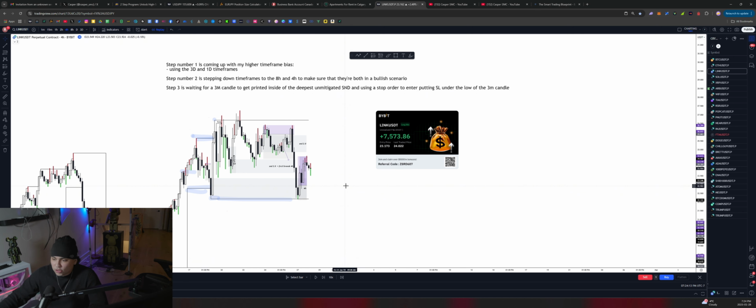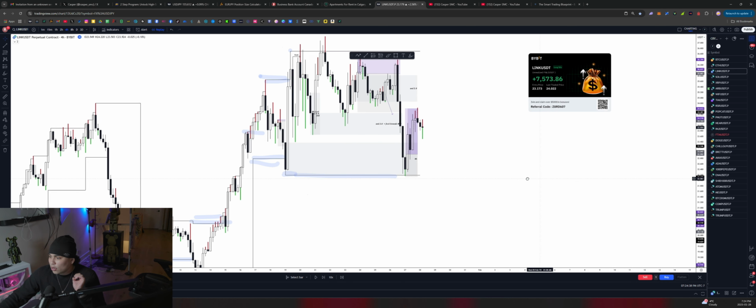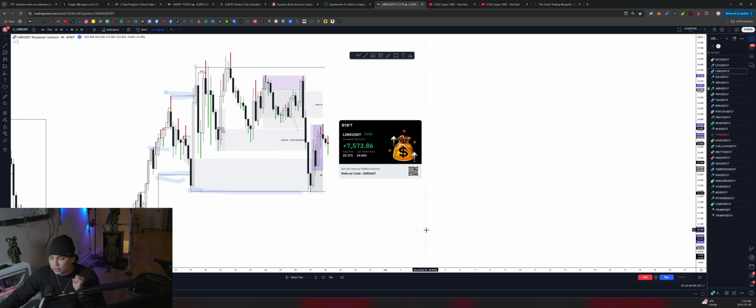And step number 3 was waiting for this 3M candle right there that gets highlighted with the green to get printed inside of the S&D. Buy stop in the high of it, a little bit above the high, because we want some momentum. And you can see I didn't actually just put my order right at the high. No, I put it a little bit above. Same thing with the stop loss, a little bit below the low, just to account for like spread and everything. And then I just targeted 2R, and that's how we came up with this. But yeah, that's how you do it.